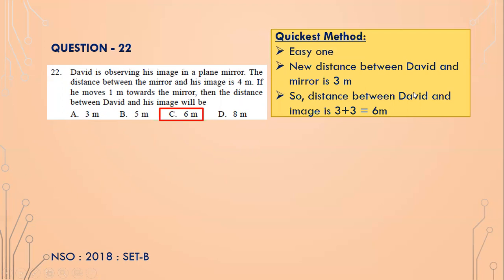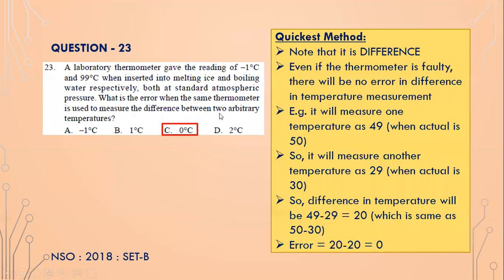So the distance between David and his image will be 3 plus 3, because the distance between David and the mirror, and the mirror and the image, is 3 and 3. So 3 plus 3 is 6 meters. So the answer is 6 meters.